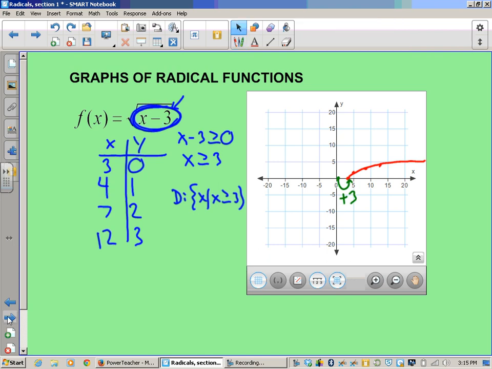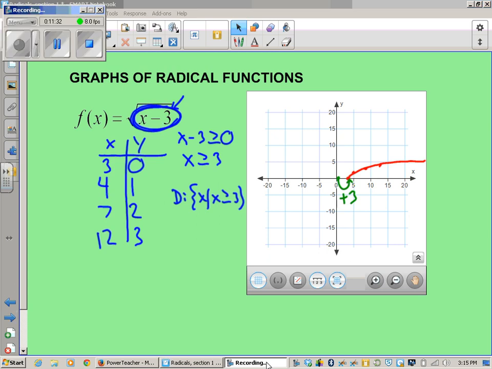And we'll look at these graphs with a little bit more sophistication. So that's today's video on radicals and radical functions. And you have your notes there, and we'll look at some more in class.